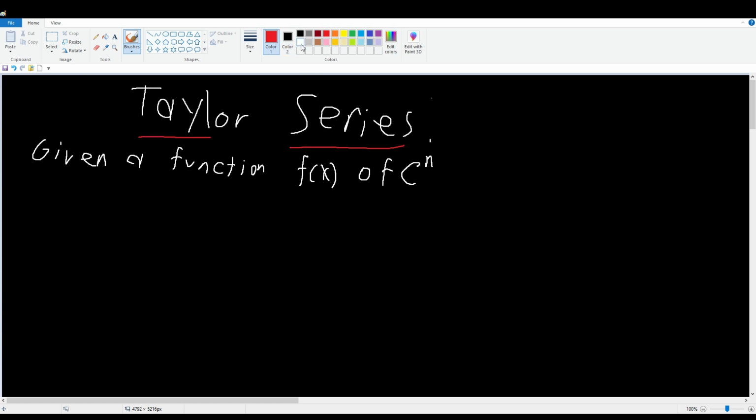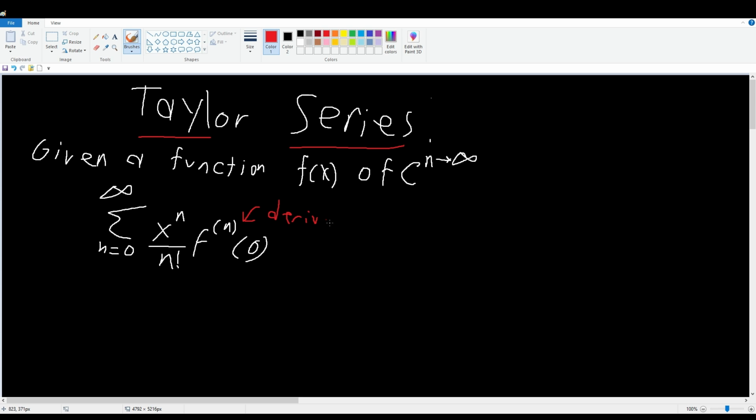If you remember from Calc 2, given a function that is continuous up to order n, we can express this, as n goes to infinity, as a sort of sum. You take the degree of the polynomial as the order of the derivative, and you center it wherever you need it. And this here is a derivative of order n.